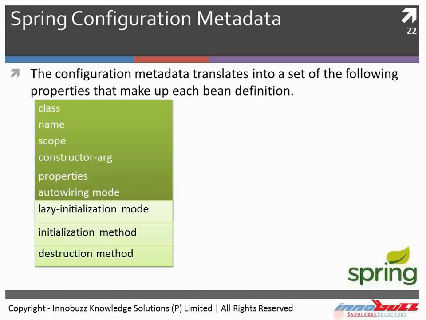Lazy initialization mode, this tells the IOC container to create a bean instance when it is first requested rather than at startup. So this is a very important feature of the IOC container providing injection of beans. Initialization method, a callback to be called just after all necessary properties on the bean have been set by the container. Destruction method, a callback to be used when the container containing the bean is destroyed. So all these properties are set as said earlier within the bean element tag, and also some of the properties can be set using annotations. We'll see all these concepts further, but remember to know these definitions and the attribute specifications to define in your configuration metadata files.